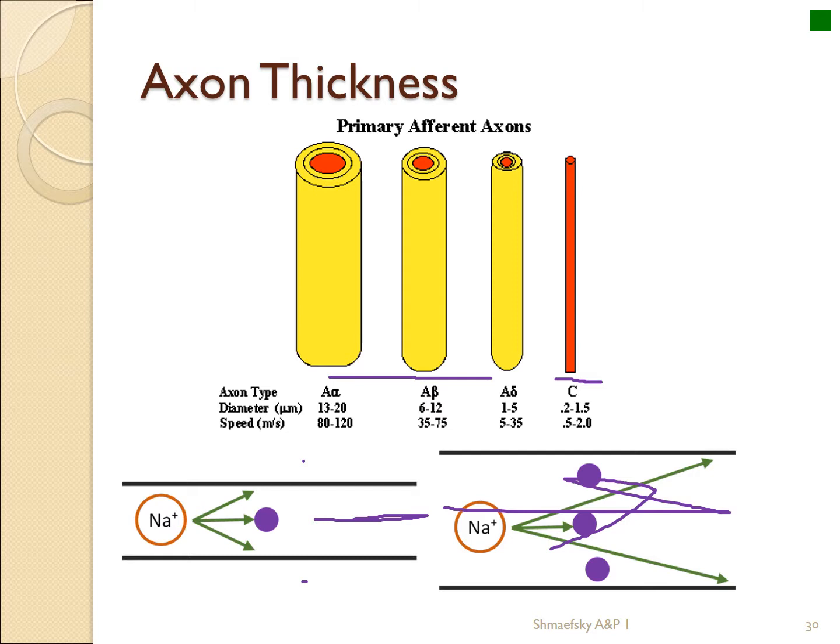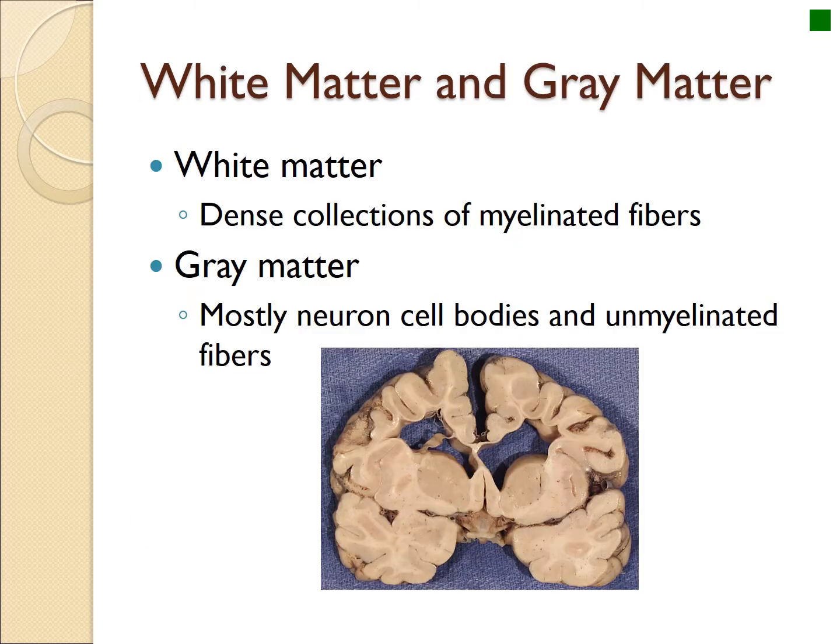So thickness, we're not going to worry too much about, but do know that there are several ways we can speed up or slow down a neural signal to help build and coordinate the body, by the thickness of the axon or by the myelin sheath.